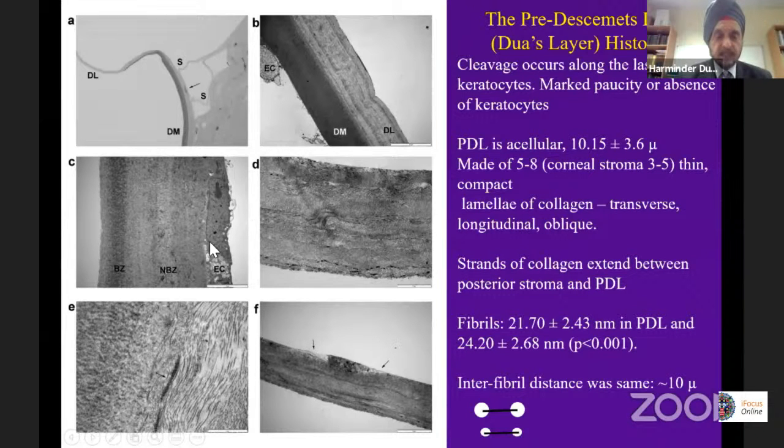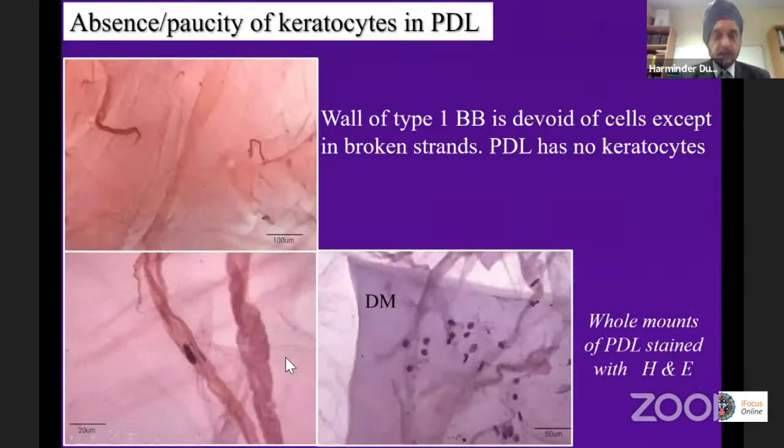Here again is a high power, so the endothelial cells, Descemet membrane, and that's your Pre-Descemet layer opposed to the Descemet membrane. Another picture is showing something similar. Now, what is also important is that this layer is acellular. So in histology sections, you're looking at a very teeny bit of it.